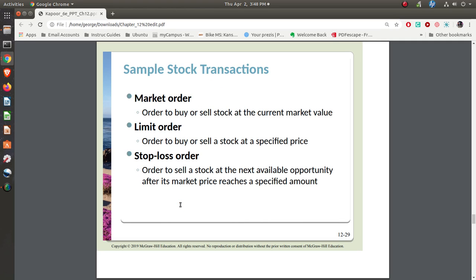Some of the things that you'll hear about are the various transactions. A market order is where I want to buy 100 shares of whatever, and so my broker, my account exec, will put in the order for that. A limit order is basically saying I'm going to buy or sell something at a specific price.